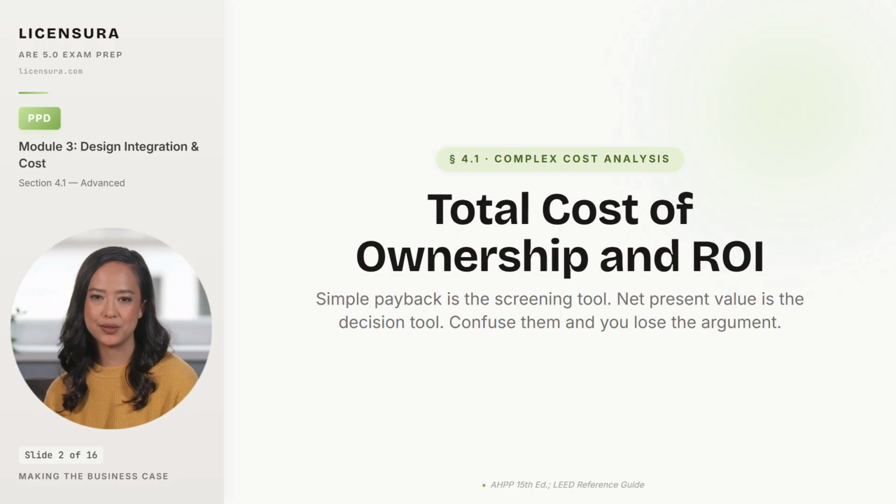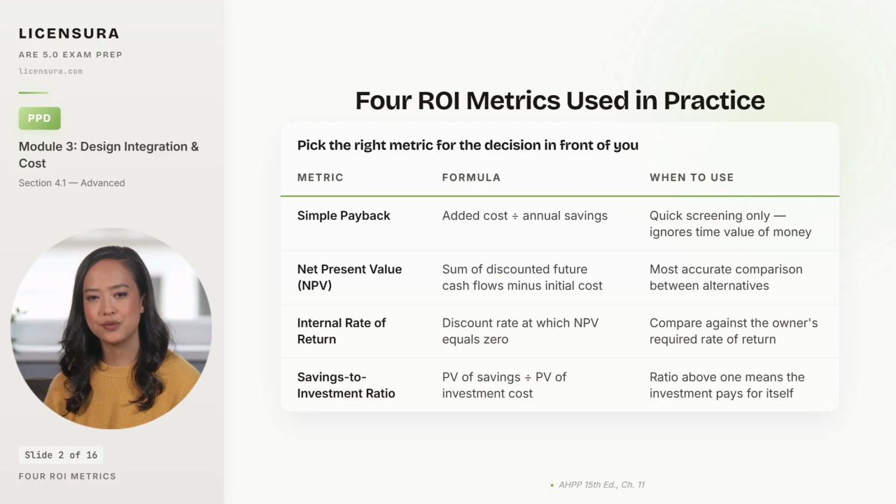The risk is real. An architect who recommended a costly, sustainable system on simple payback alone has been sued for negligent professional advice when the projected savings did not materialize. Four metrics show up in every real ROI conversation. Know which one answers which question. Four ROI metrics, each one answering a different question.